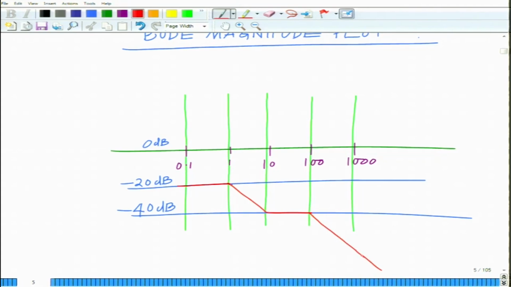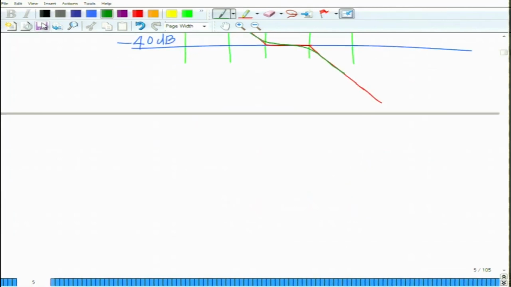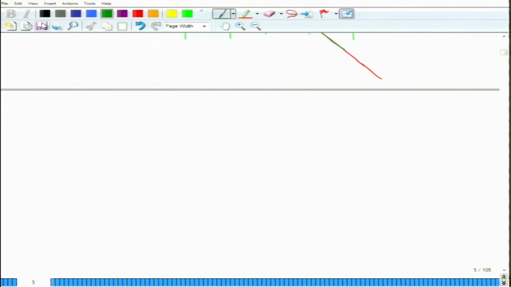So, this is your 20 dB per decade, and the actual Bode plot will look something like this. So, this is the actual Bode plot, all right. So, this is basically the Bode plot for the magnitude of H of omega. So, it looks something like this. Now, when we look at the phase, it becomes a little bit more complicated. So, that completes our discussion for the Bode plot of the magnitude.